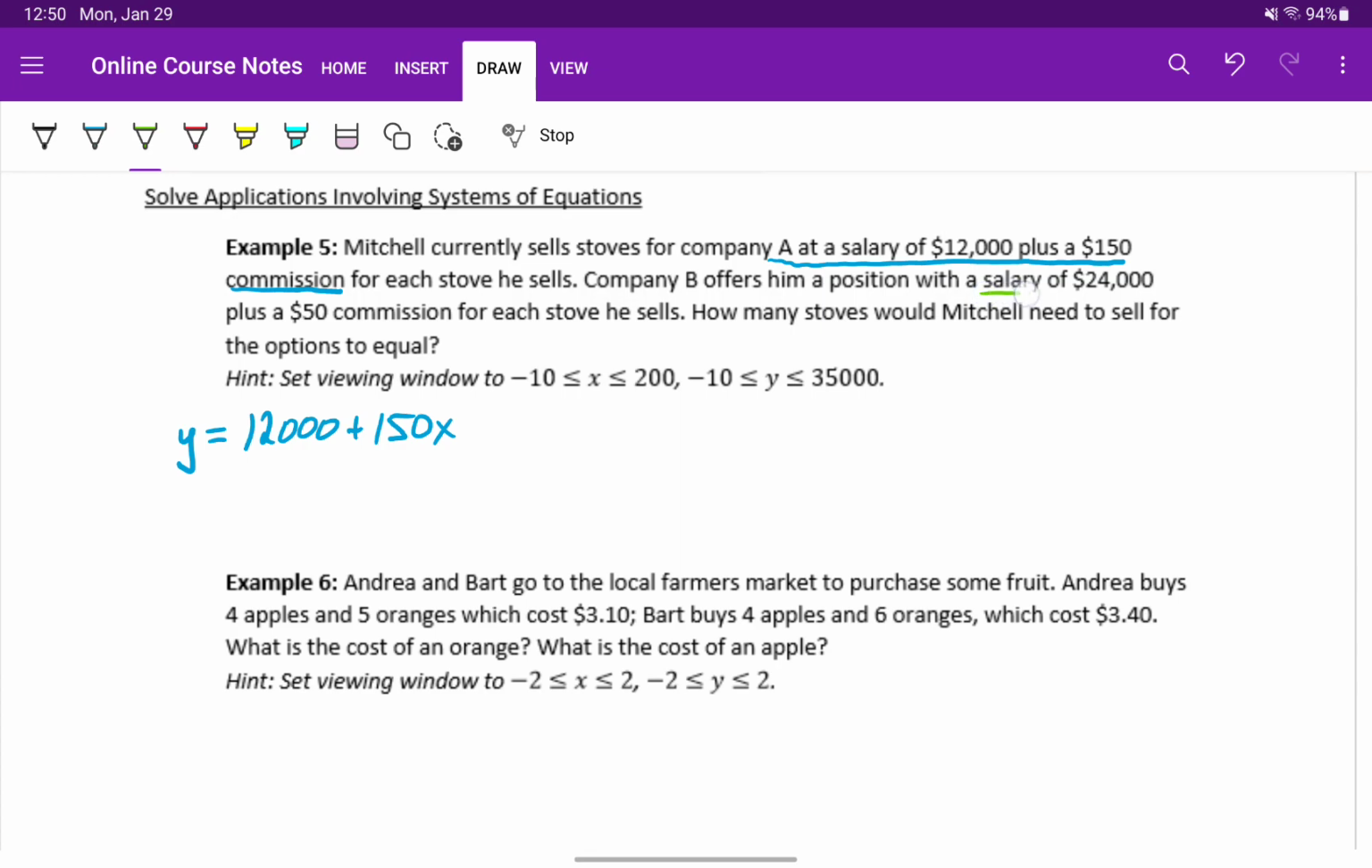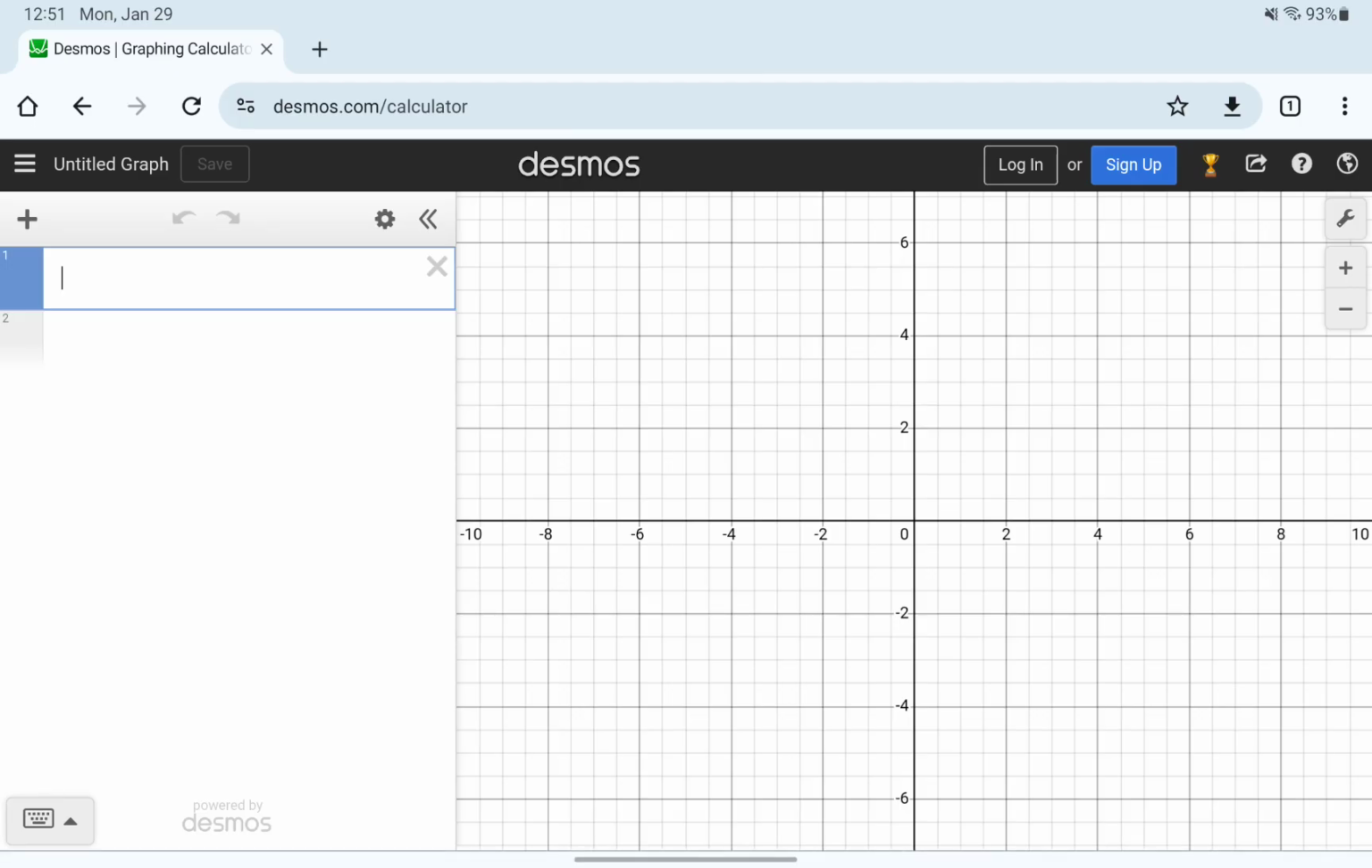The second job now is offering this alternate salary and alternate commission, and we could translate that into the equation y equals 24,000 plus 50x. Now we want to find the point, the xy pair that is the solution to this system, because that's going to tell us how many stoves he would need to sell and then how much money he would be making at those two jobs. Flipping back over to Desmos, we can graph these two lines.